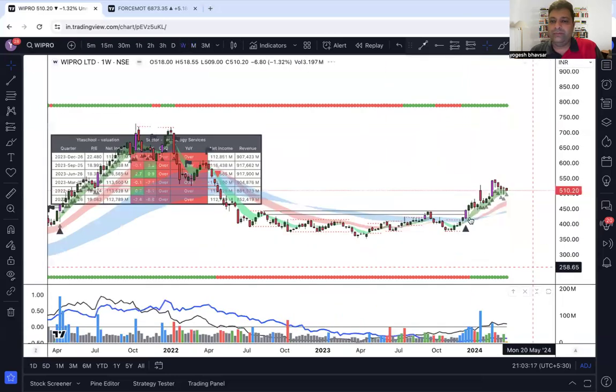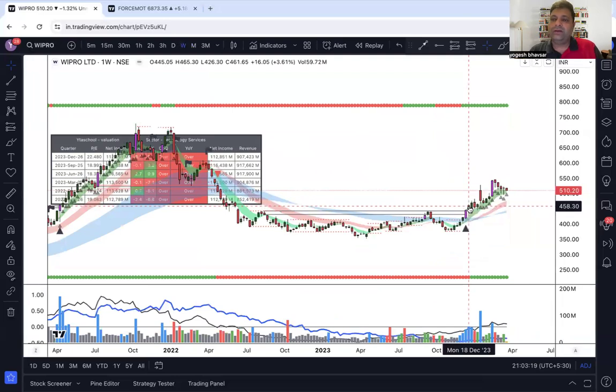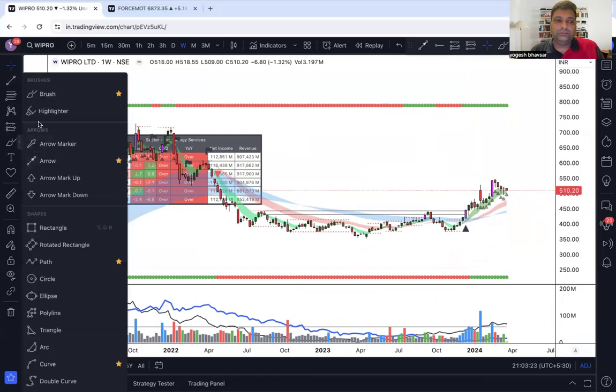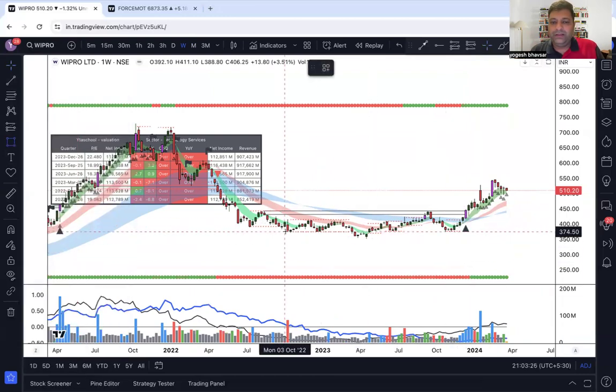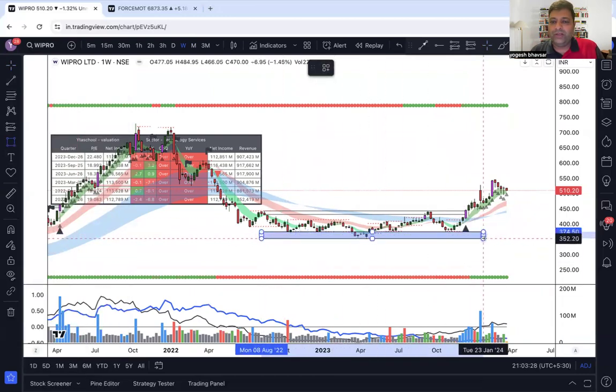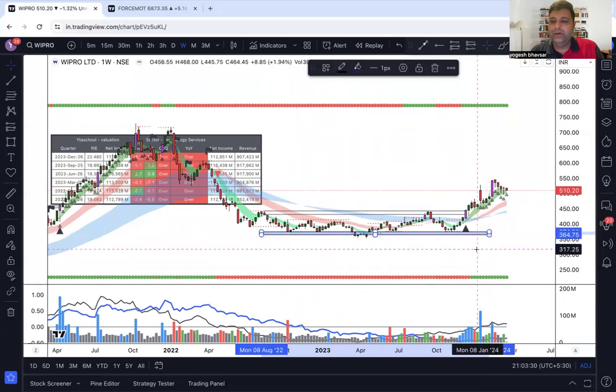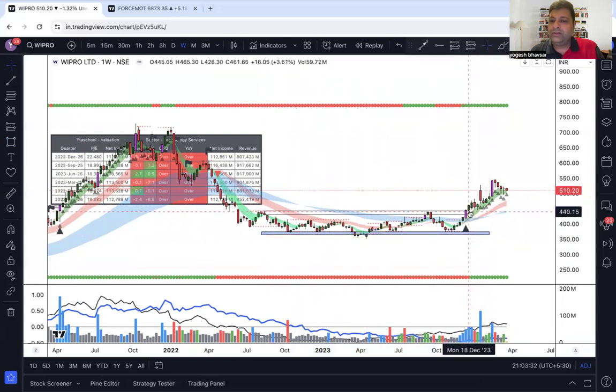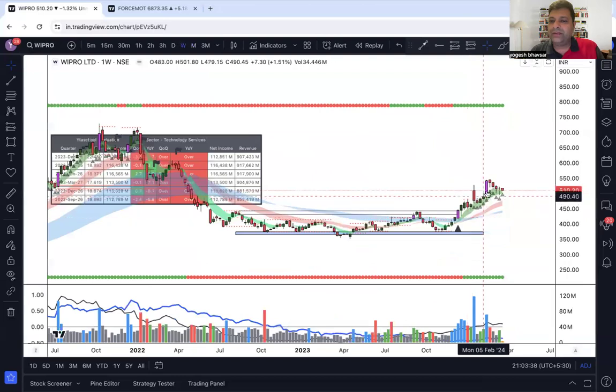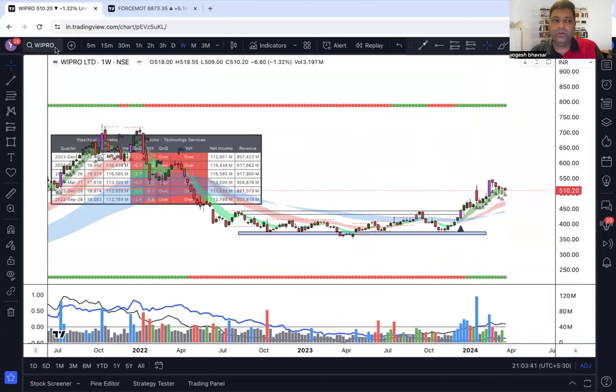On the weekly time frame, we have a breakout, but do not rush. What happens? This was a pure accumulation area. What we want is this breakout to happen and these gaps to be created. Now, what happens when the gap has been created? There will be a couple of pullbacks.